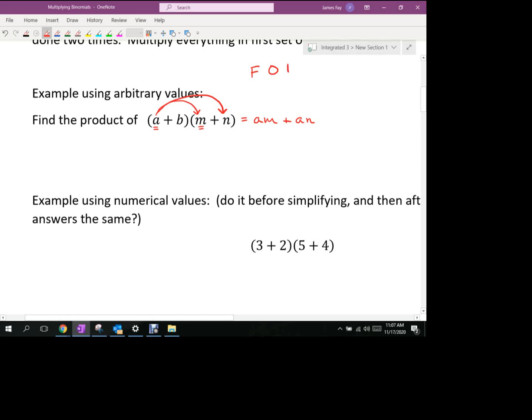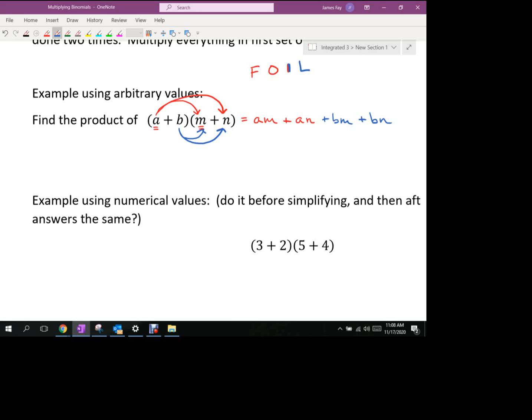Now, I stands for inside times inside. Those are your two middle terms. B times M, I get BM. And then L stands for last times last. So the last term in the first set of parentheses times the last term in the second set of parentheses. So we get B times N, which is just BN. Does that look like we just distributed B to that second set of parentheses? That kind of makes sense?